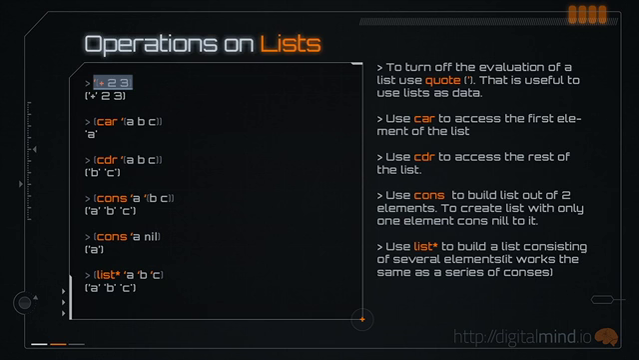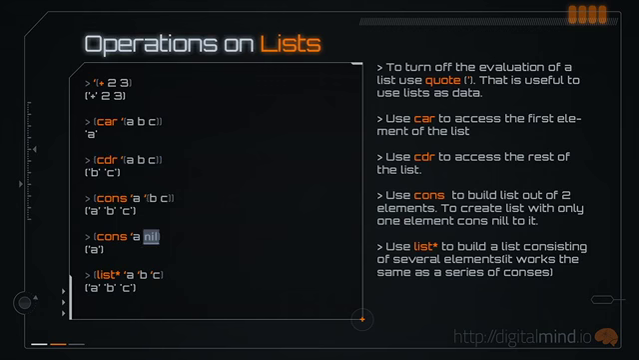That allows you to use lists as data. You can use car to access the first element of the list, and cdr to access all the rest of the elements. By stringing them together, you could access any element in the list. To create lists, you can use cons. Cons combines 2 elements into a new list.